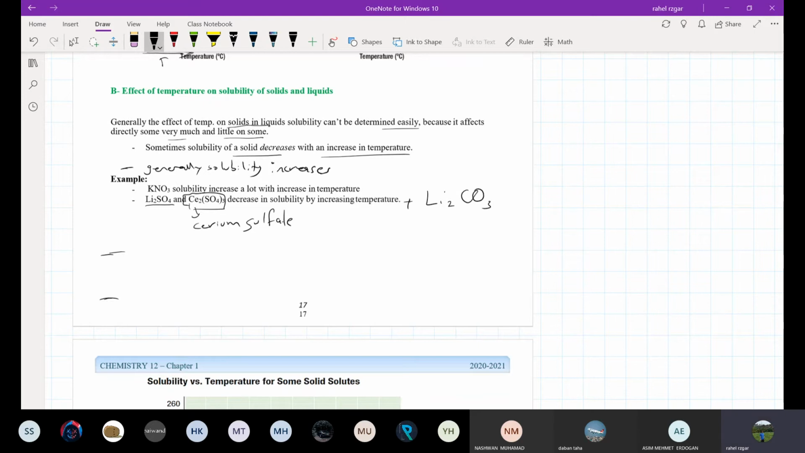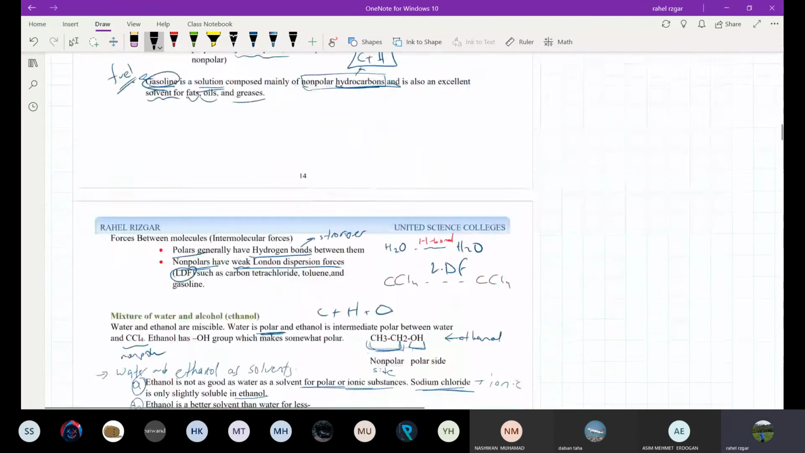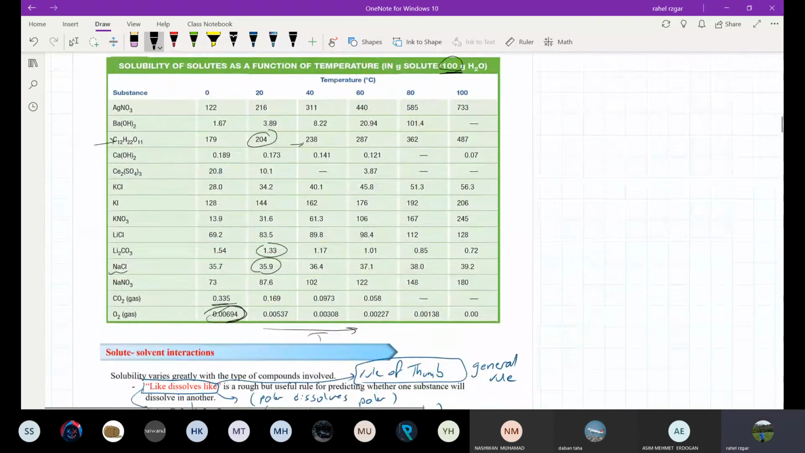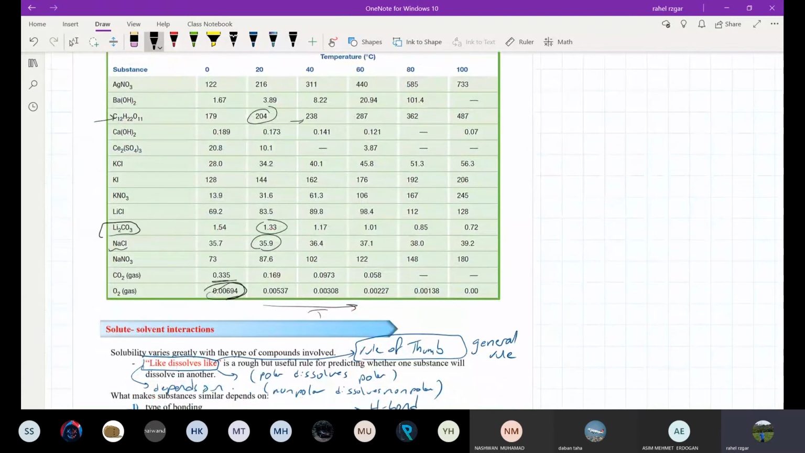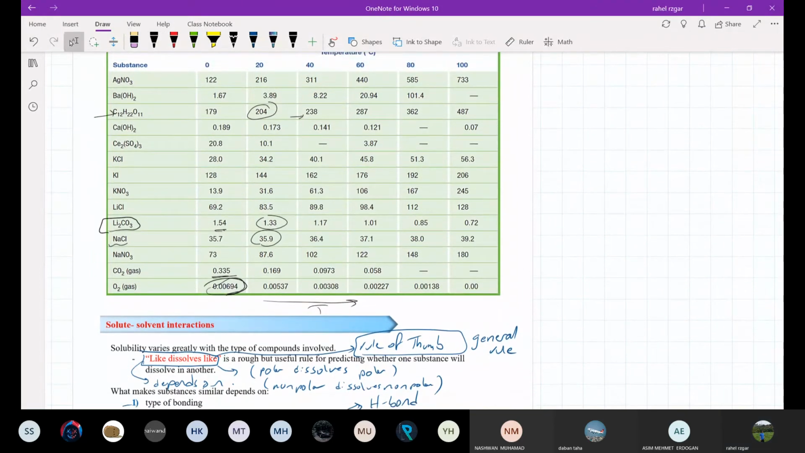Lithium carbonate. What does it show here for lithium carbonate? From the table, see, lithium carbonate is 1.54 at 0 Celsius, 1.53 at 20 Celsius, and it's decreasing until it reaches 100 Celsius. So lithium carbonate also decreases in solubility as temperature is increasing.